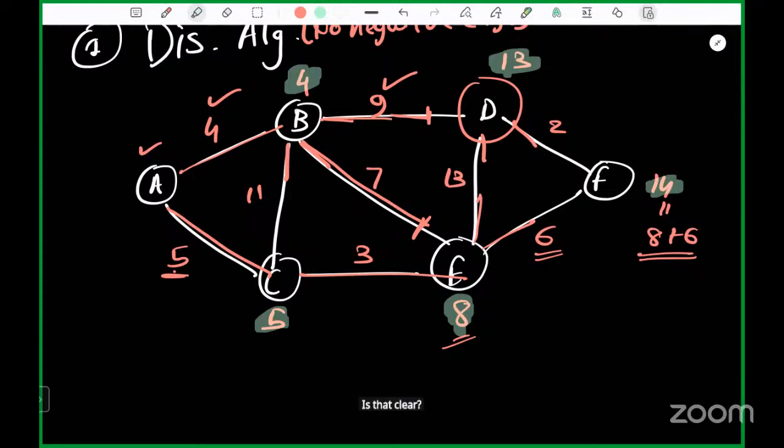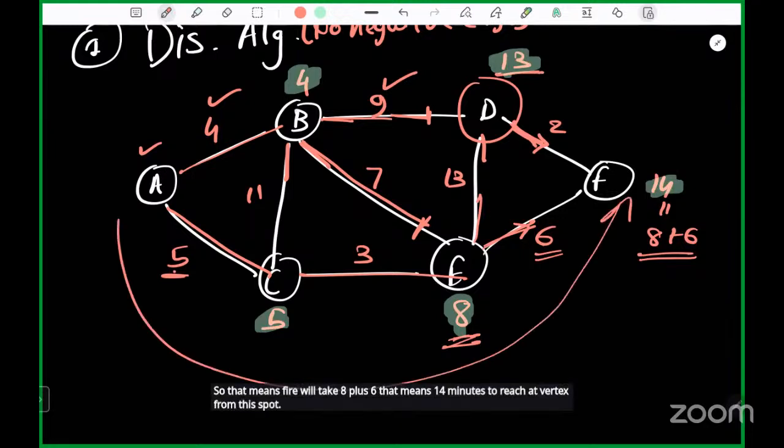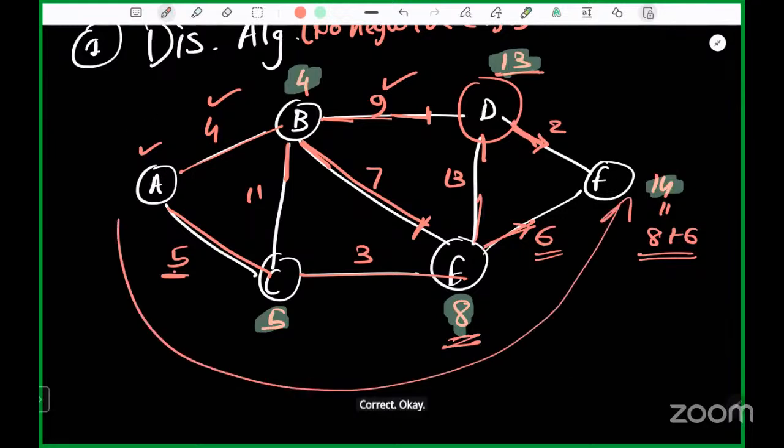Can you repeat the last statement, ma'am? I didn't get that. See, at time 13, the fire will start from vertex D. At time 8, fire has already started from vertex E. That means fire will take 8 plus 6, that means 14 minutes to reach vertex F from this path. And fire will take 13 plus 2, 15 minutes to reach from that vertex.